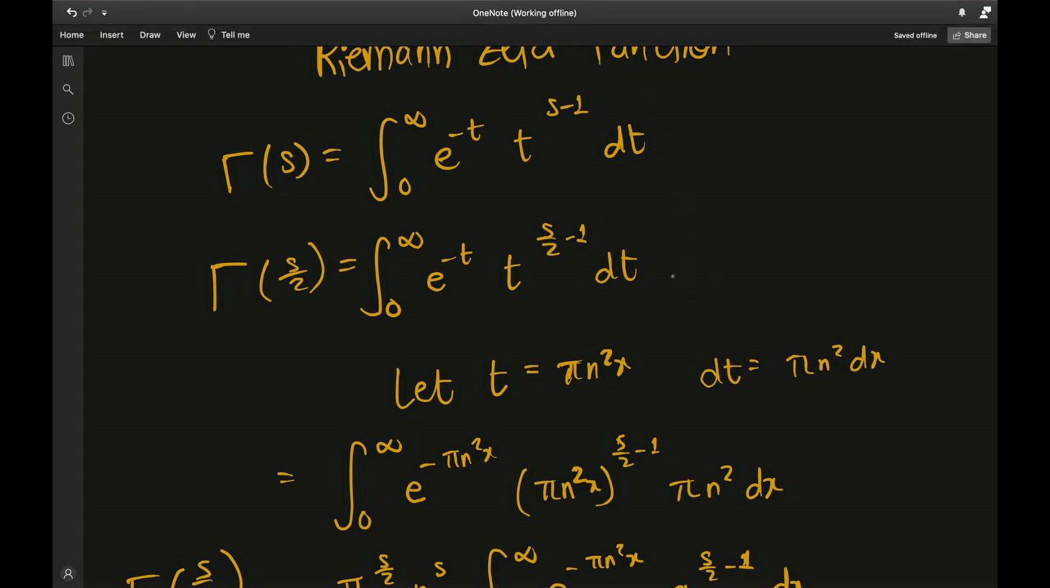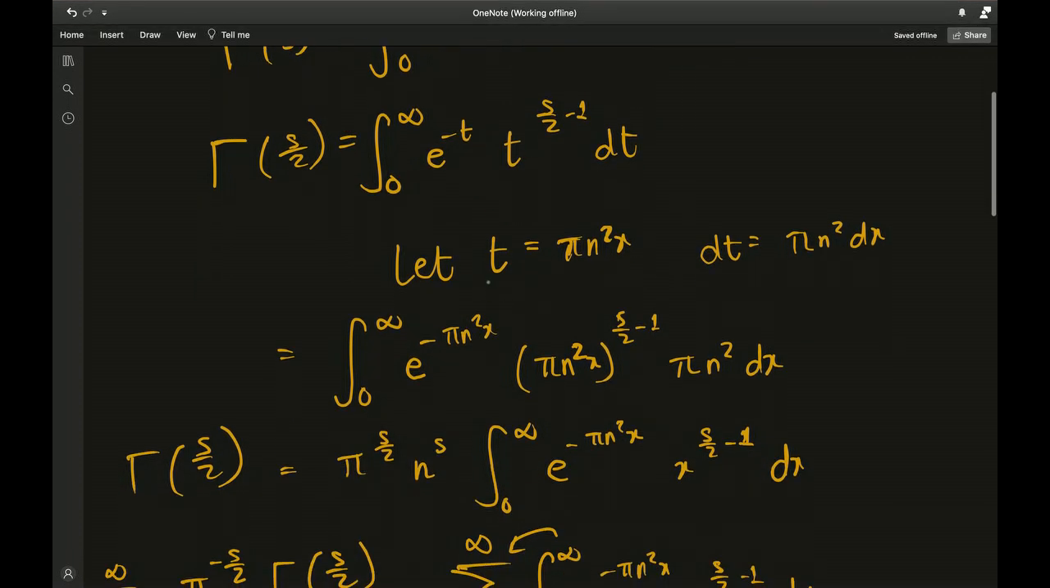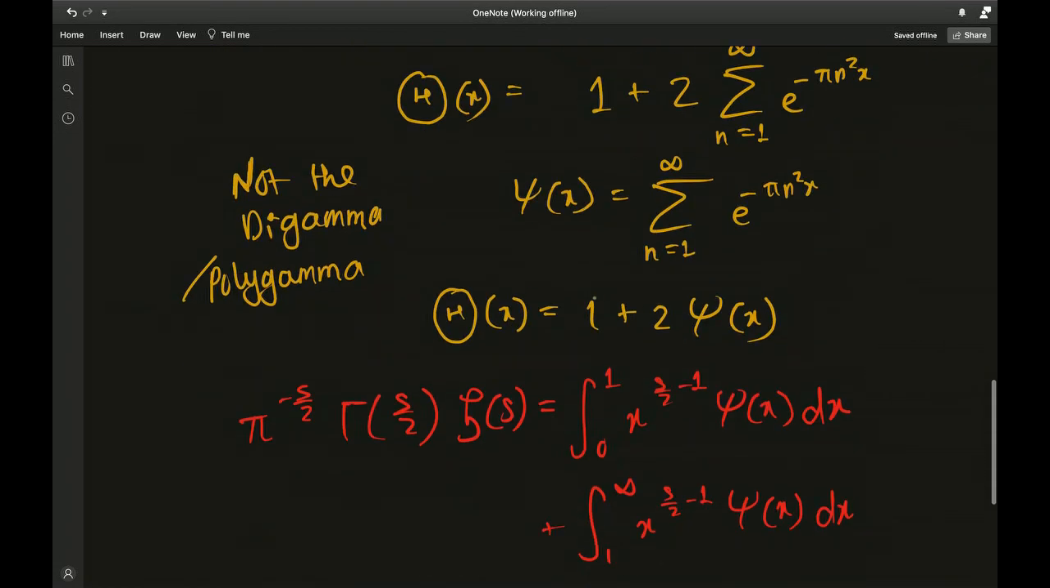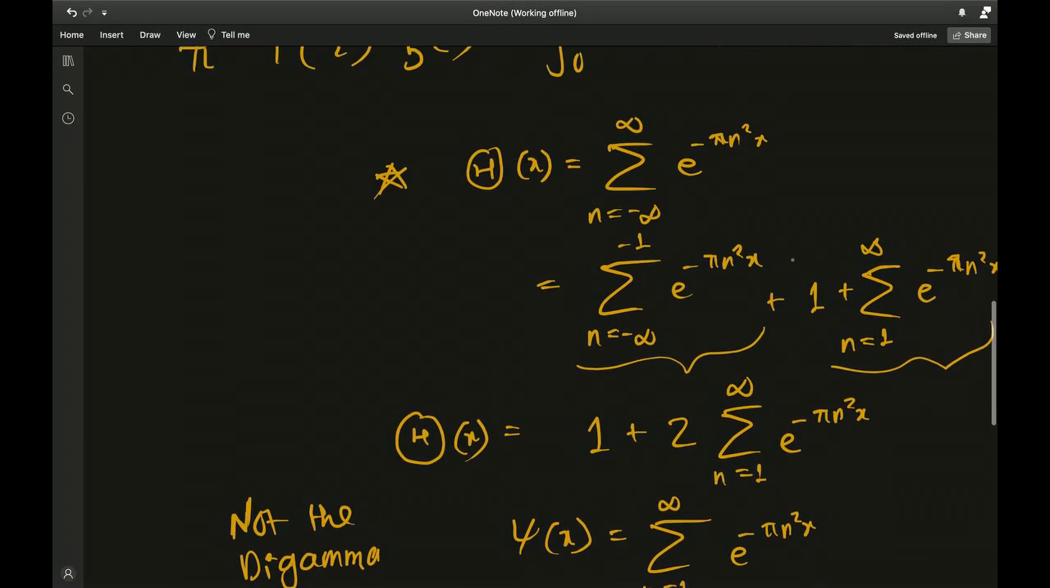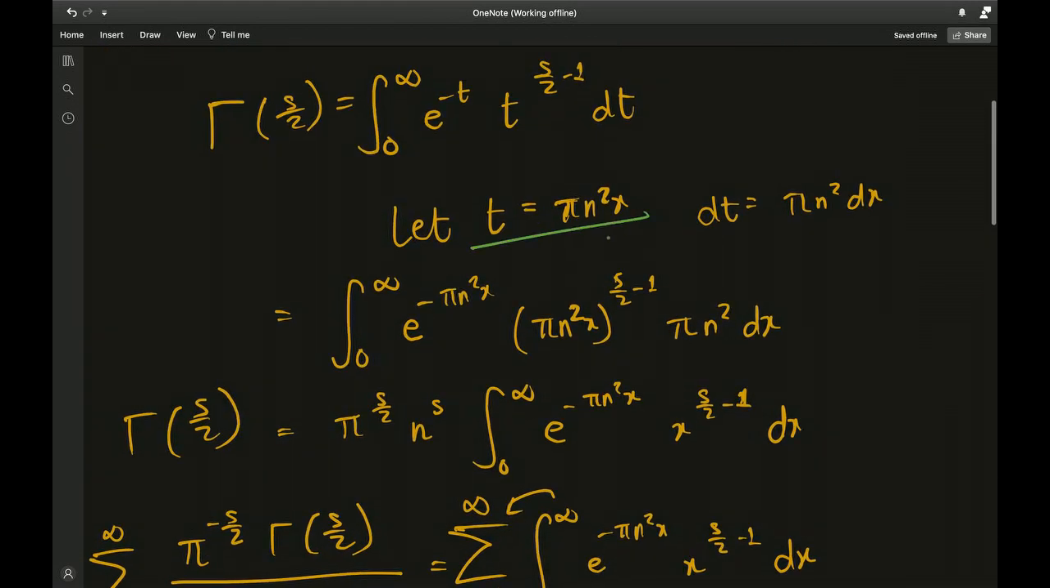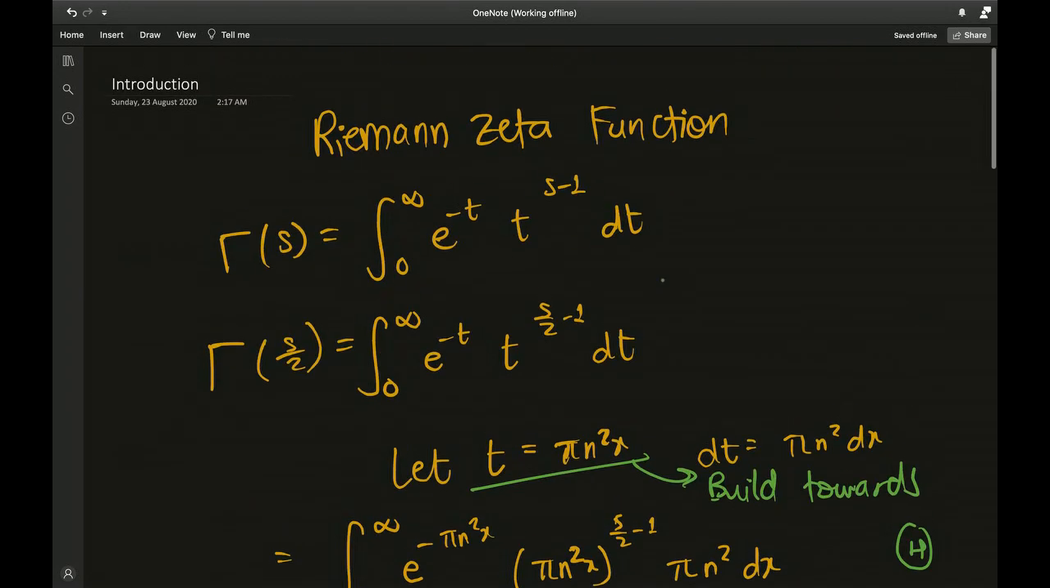Now before I forget, this substitution, if I wasn't clear, using pi times n squared x was useful because we had this e to the negative pi n squared x, which was basically building towards the Jacobi theta function, because the Jacobi theta by default has this e to the negative pi n squared x. So this substitution was actually helping us build towards the Jacobi theta function, and that's what actually we employed most of the time in this proof.